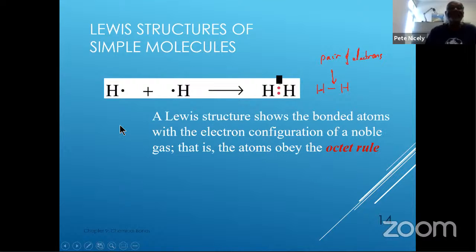But before we get to that, let's look at the statement here. It's very important for you to recognize that the Lewis structure shows you basically which electrons are involved in bonding. And when that happens, the atom, or all the atoms, try to obtain the noble gas configuration. In other words, they try to obey the octet rule.